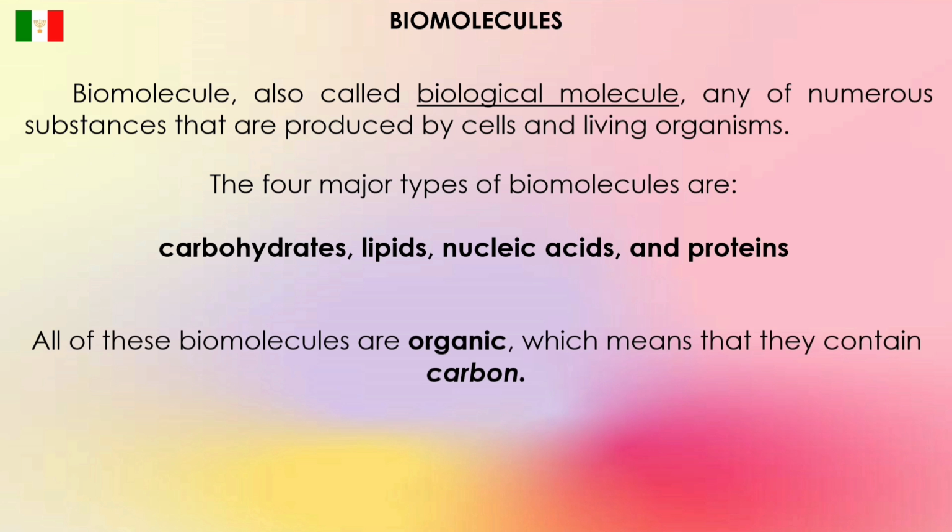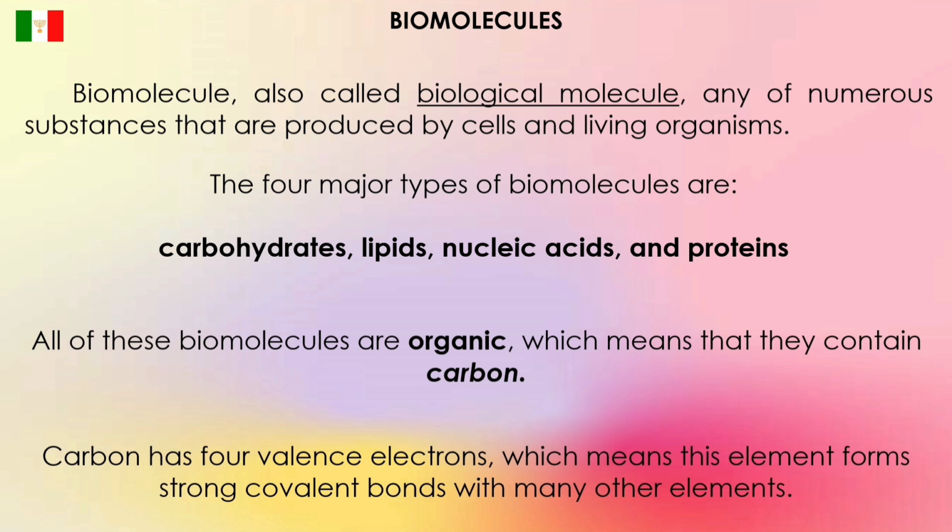All living organisms require several compounds to continue to live. We call these compounds biomolecules. All of these biomolecules are organic, which means that they contain carbon. Carbon has 4 valence electrons, which means this element forms strong covalent bonds between many other elements. And carbon is the most versatile and the most predominant element of life. Biomolecules are made from linking of small subunits called monomers.